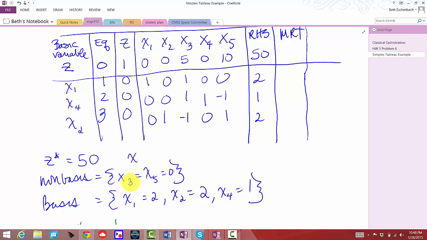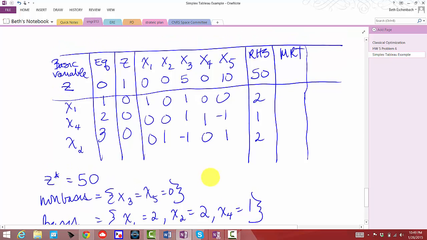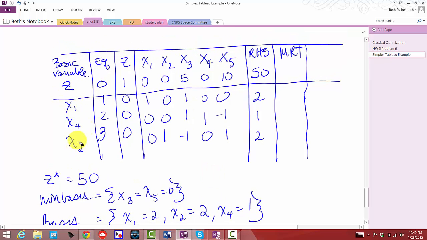And again, I should be able to look at it and figure out what all my variable values are. It tells me that the value of z is equal to 50, because the right-hand side over here tells me that z is equal to 50. So now I can go to my non-basis. What are my values that are 0? Well, the ones that aren't in the basis are x3 and x5. Those values are 0. Note that they have non-zero coefficients also in the z row.